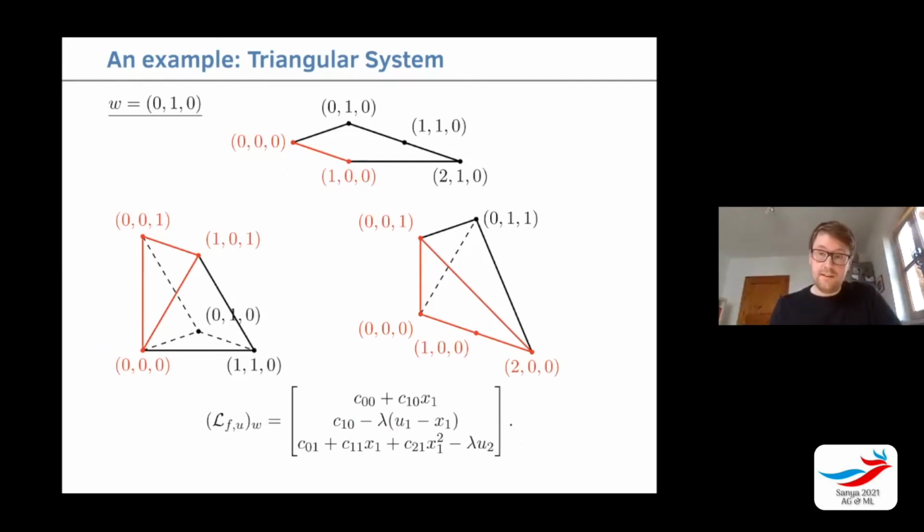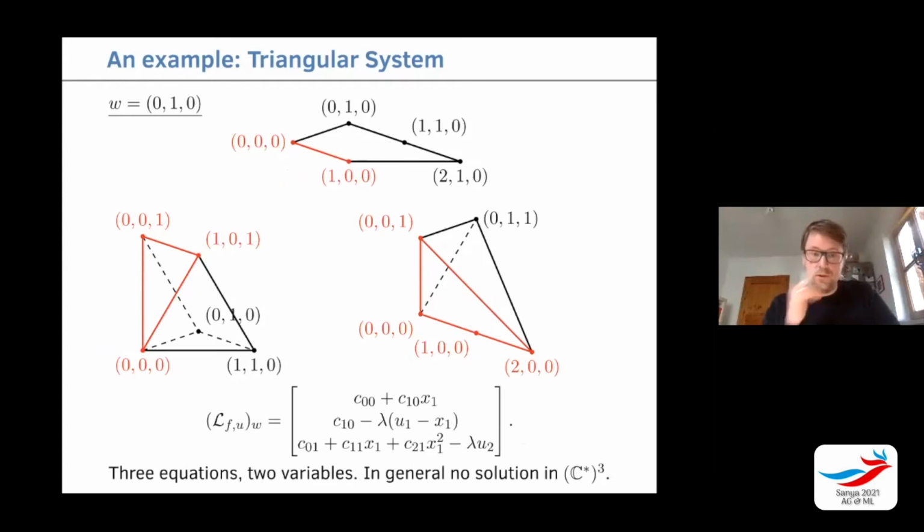And this is what happens all the time in these kinds of examples. So we have three equations, we have two variables, and one can show that in general there's no solution. There's no solution at all, so there's no solution in the complex torus, because three equations, two variables. Okay, so that's one example of the proof strategy.